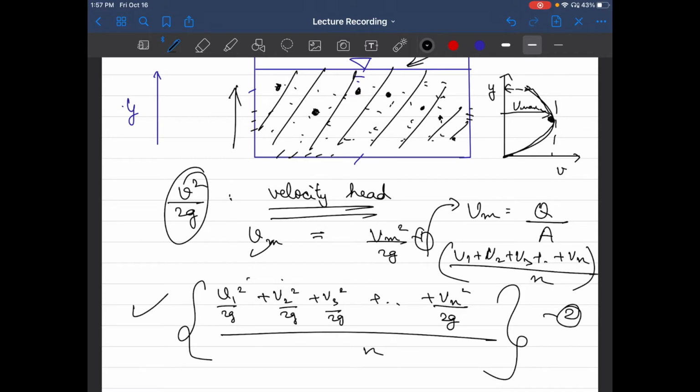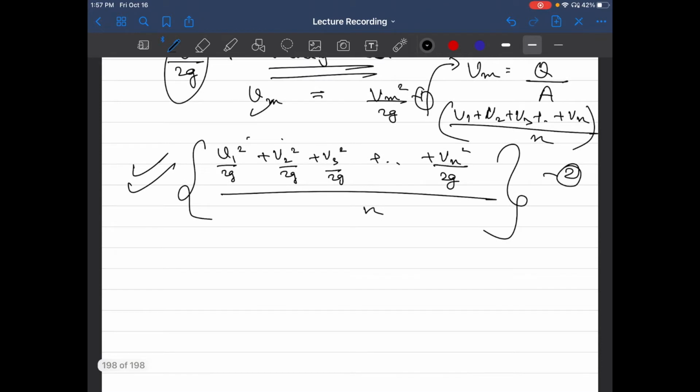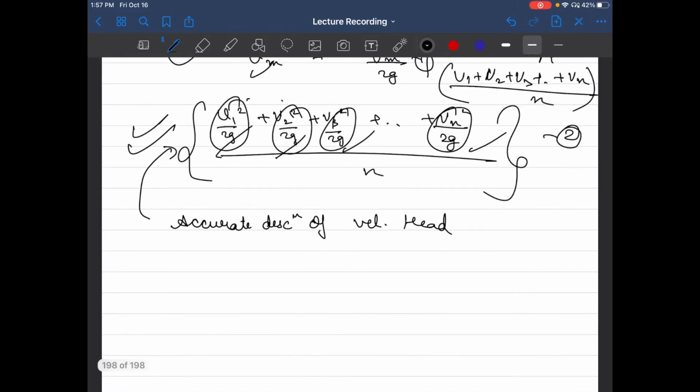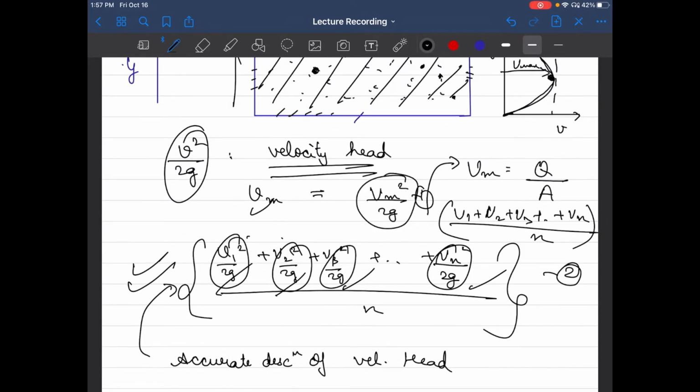Second thing is that if we are concerned about more accurate descriptions, a more accurate description of velocity head would come if we calculate these velocity heads at infinitely many points, and then if we are interested in averaging or understanding spread or variance, we can easily look into the statistical attributes of these n samples that we have collected across the cross section. However, doing this in real world is going to be difficult. What is going to be easier is that we compute the average velocity and use it to perform various calculations.